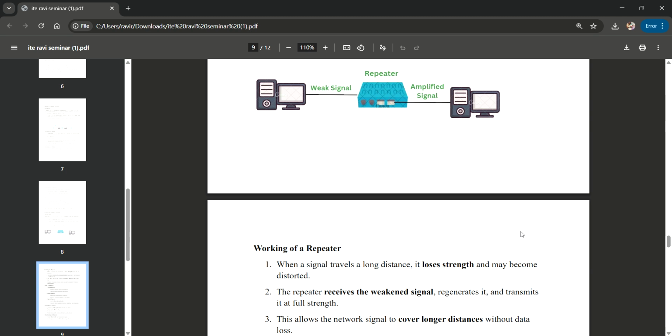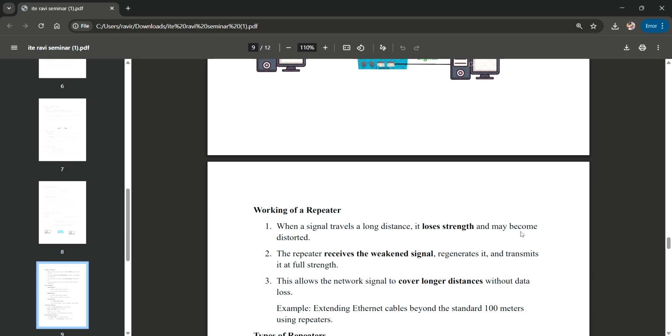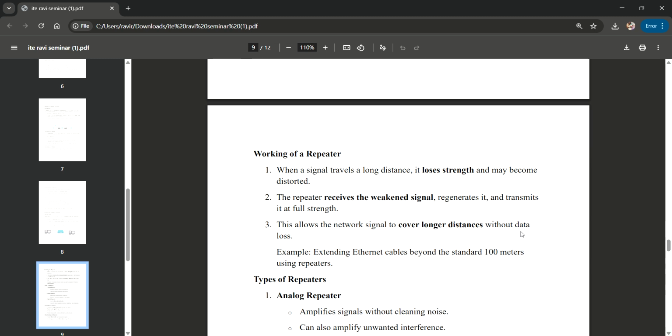for better data transmission. So coming to the working of a repeater, when a signal travels a long distance, it loses strength and may become distorted. So the repeater receives the weakened signal, regenerates it and transmits it at its full strength. This allows the network signal to cover longer distances without data loss. For example, extending Ethernet cables beyond the standard 100 meters is done using repeaters.